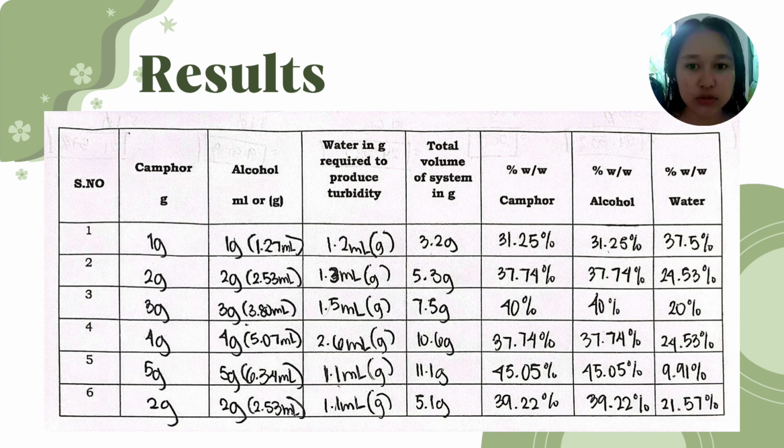So these are the results for the activity that we did, and for camphor and alcohol, they have the same answers. While for water, the first is 37.5%, and then 24.53%, 20%, 24.53%, 9.91%, and 21.57%. To get this computation, so these are the results.